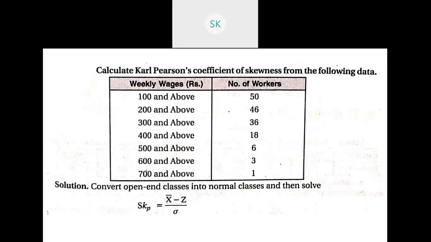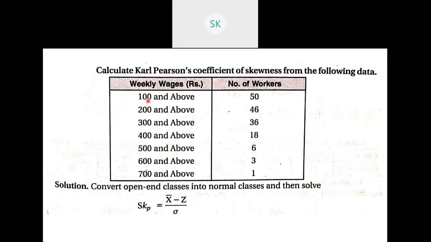So today we will be seeing one more problem of continuous series only, but this problem is of open-end class intervals with cumulative frequencies. Okay, so let's just read the problem first. Calculate Karl Pearson's coefficient of skewness from the following data.